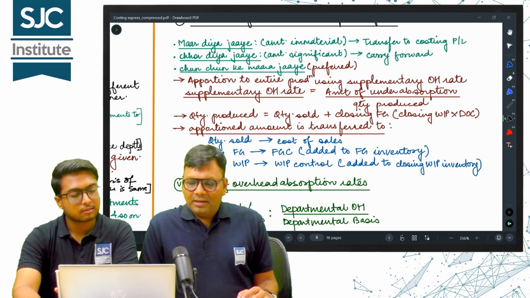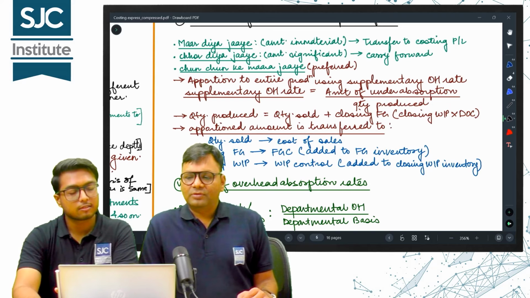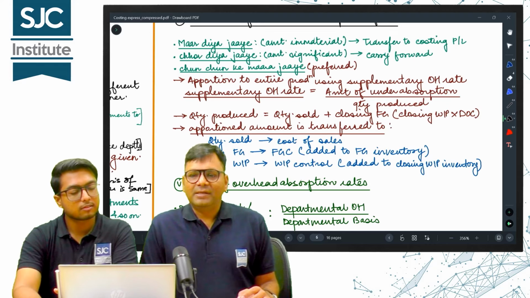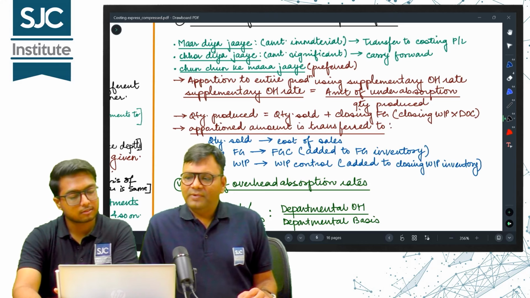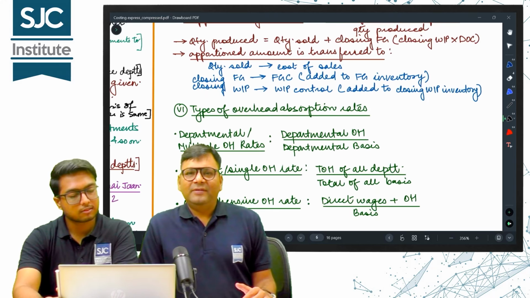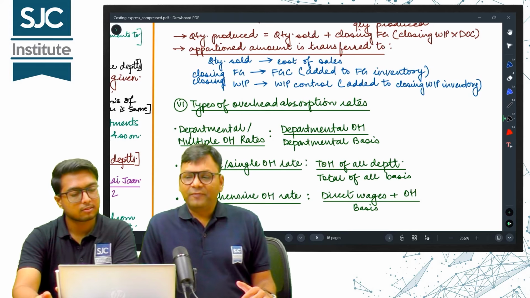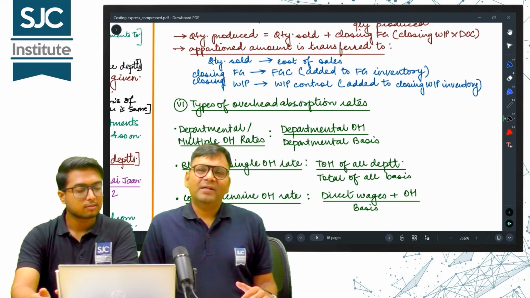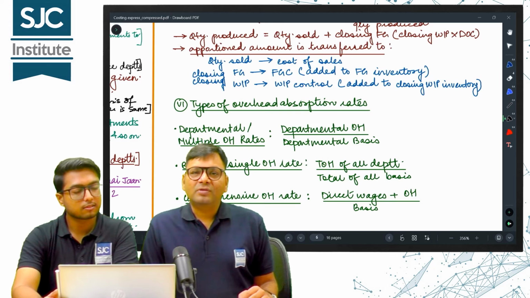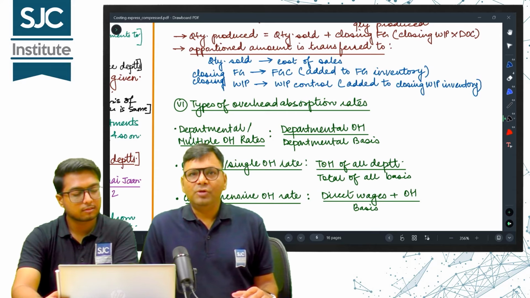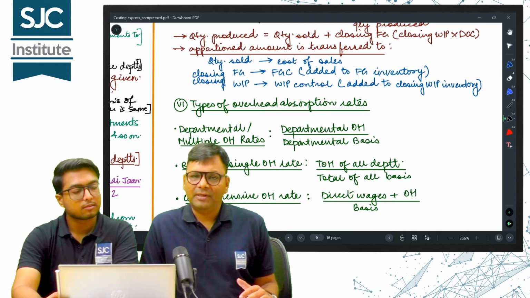The part which is transferred to closing finished goods gets added to finished goods control or added to closing finished goods inventory, and the part that is closing WIP related gets adjusted to WIP control. The amount, if it is under absorption, will be added. If it is over absorption, then it will be subtracted. One more very important thing to note: before doing this treatment, you have to also see whether any under absorption is because of faulty planning. Then you have to subtract that under absorption and transfer to costing PL only, and for remaining you will do either of the three treatments.